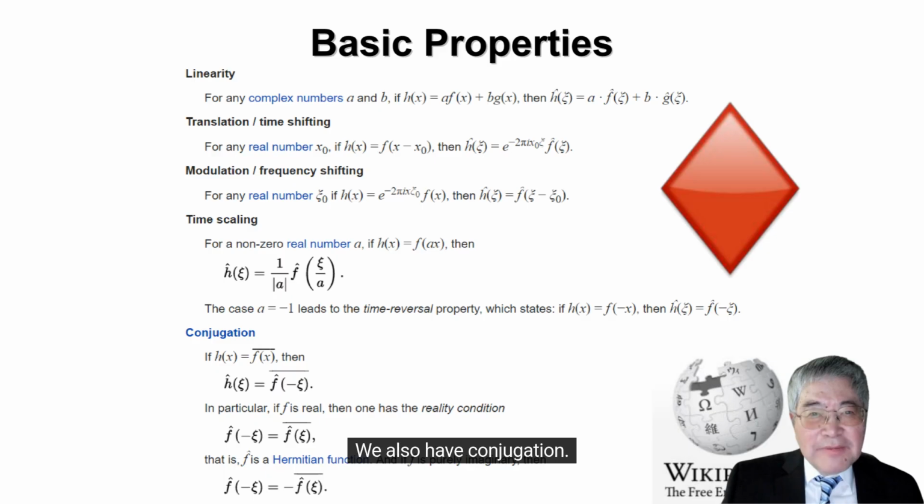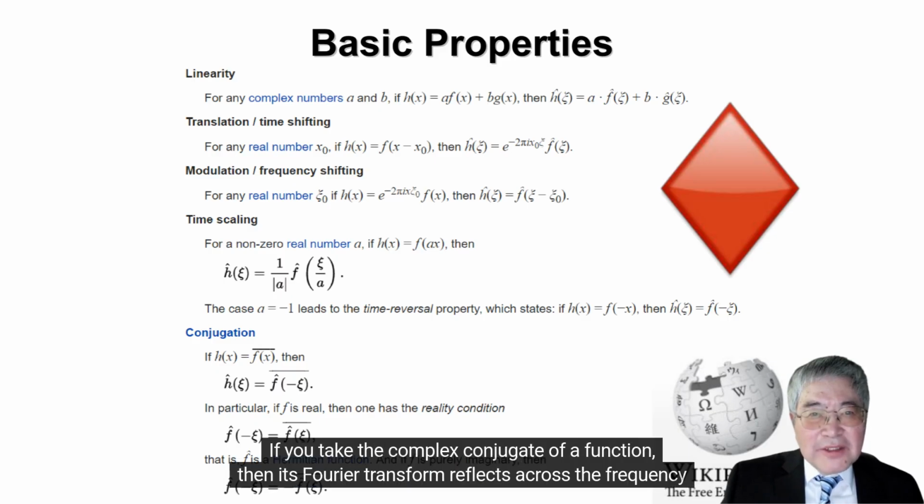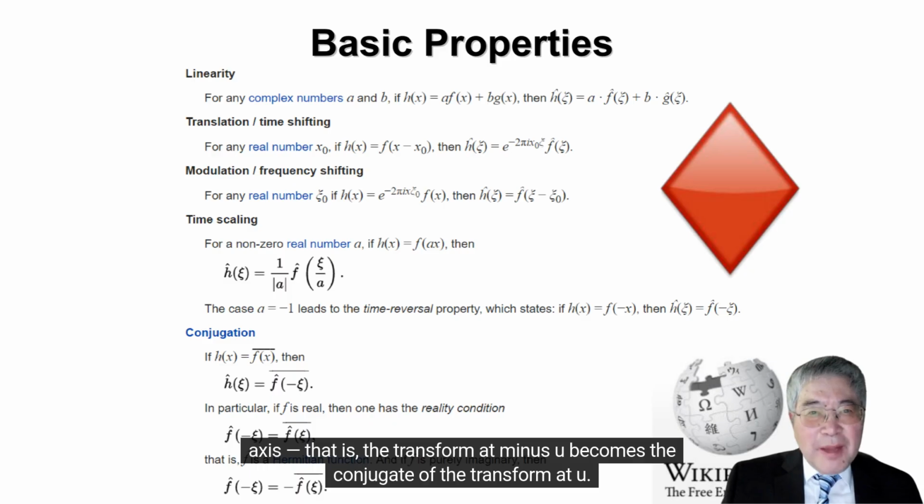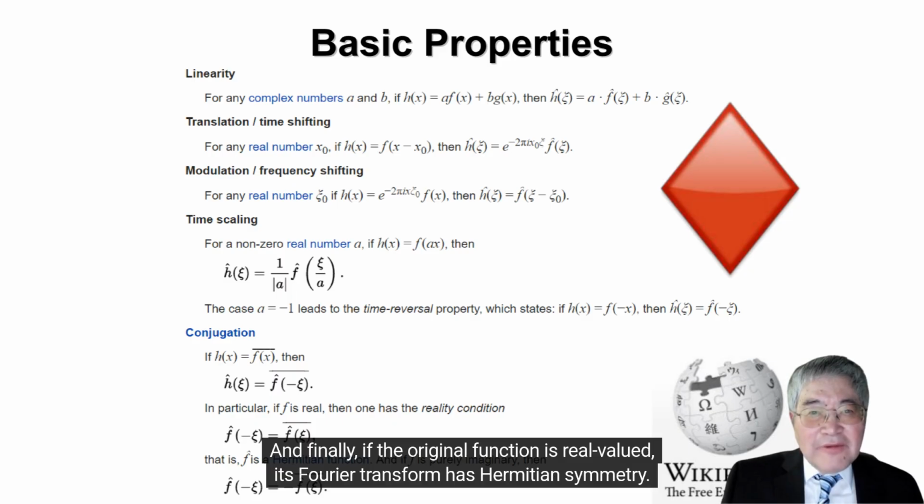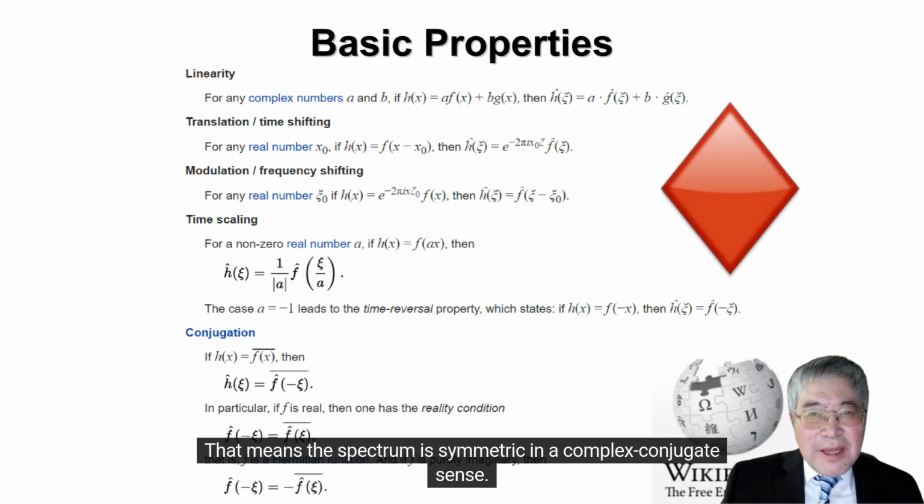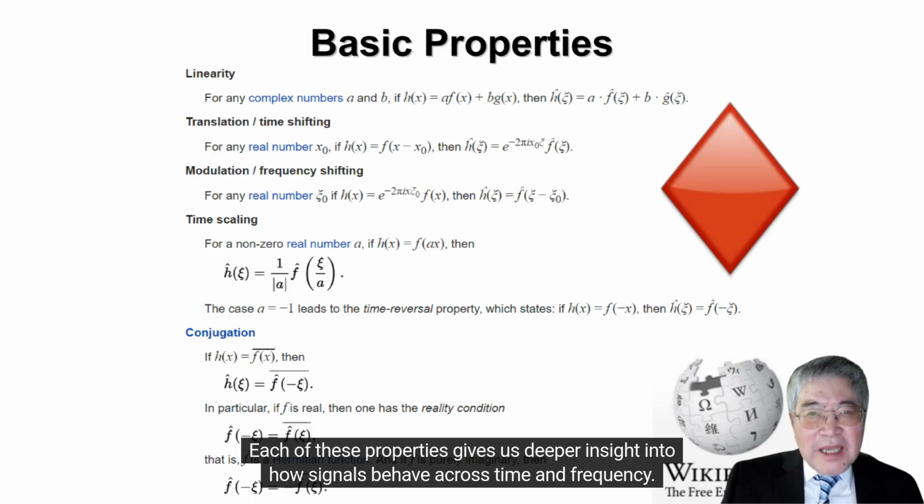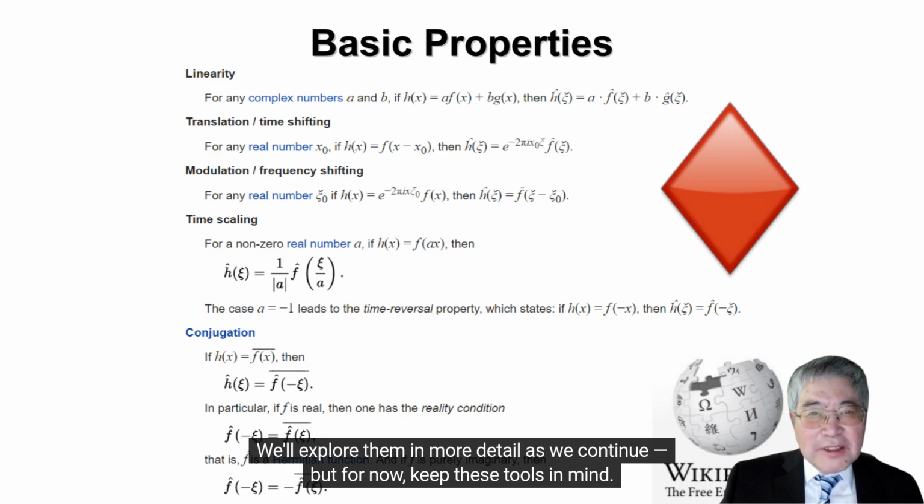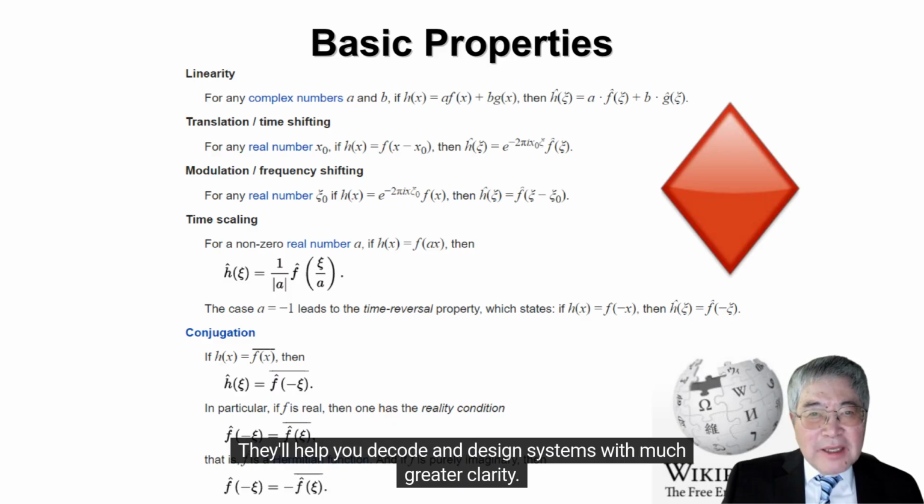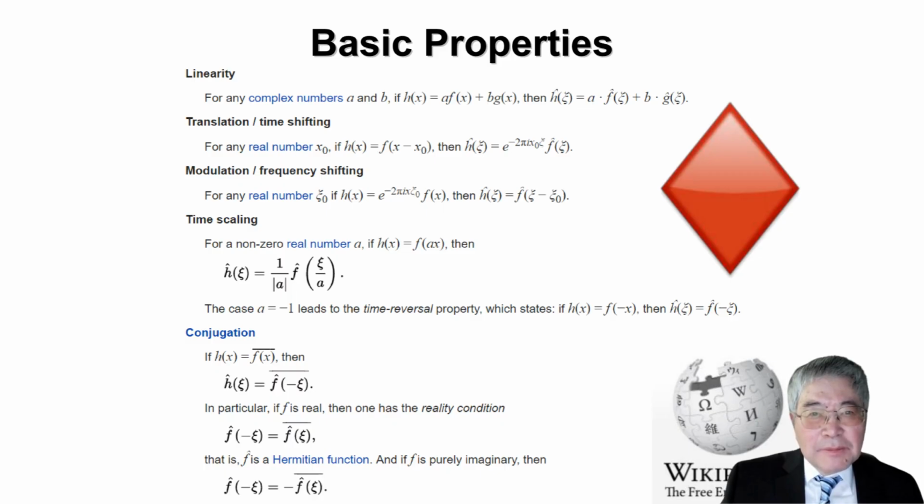We also have conjugation. If you take the complex conjugate of a function, then its Fourier transform reflects across the frequency axis. That is, the transform at minus u becomes the conjugate of the transform at u. And finally, if the original function is real valued, its Fourier transform has Hermitian symmetry. That means the spectrum is symmetric in a complex conjugate sense. Each of these properties gives us deeper insight into how signals behave across time and frequency. We'll explore them in more detail as we continue, but for now keep these tools in mind. They'll help you decode and design systems with much greater clarity.